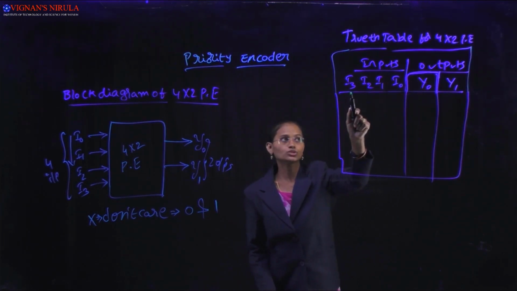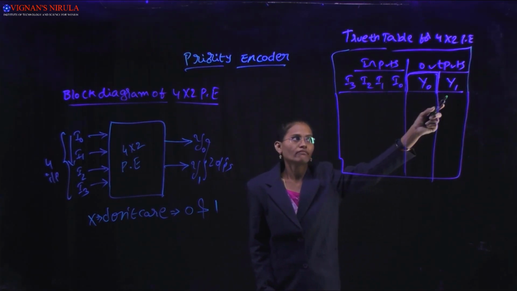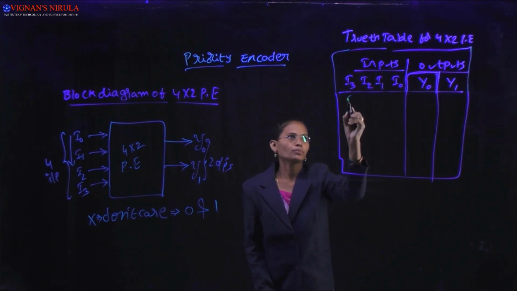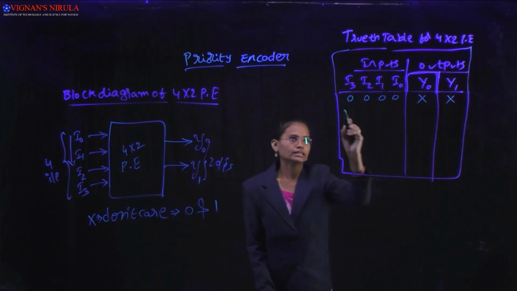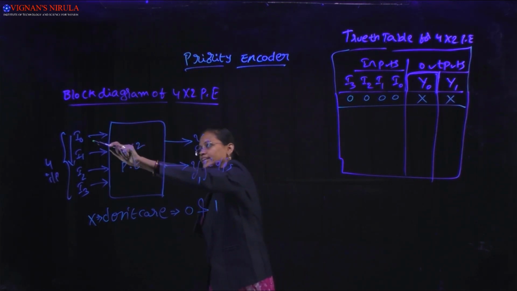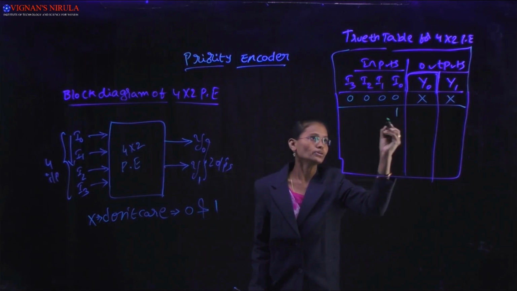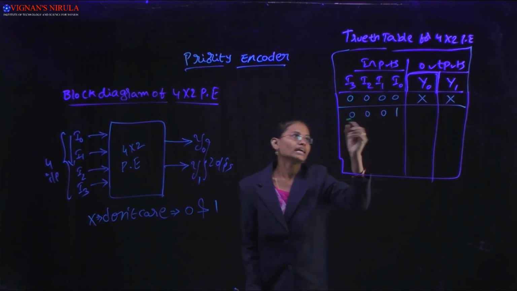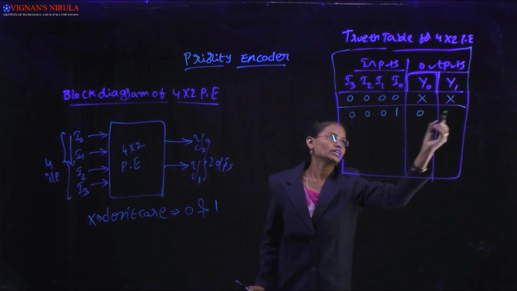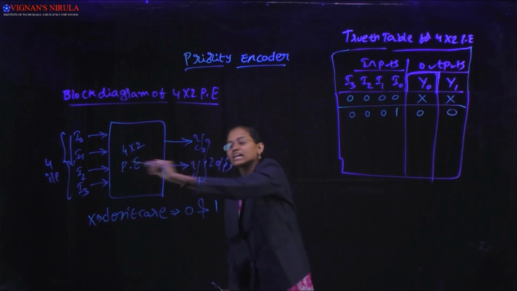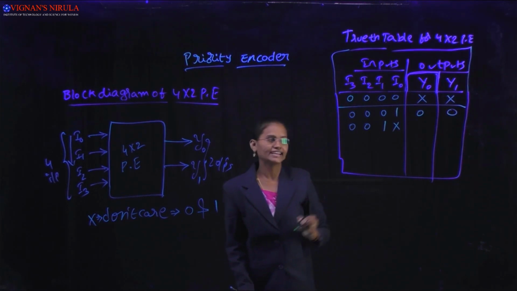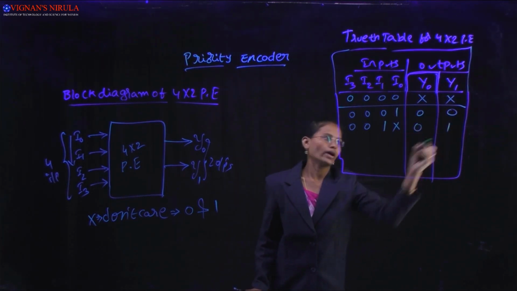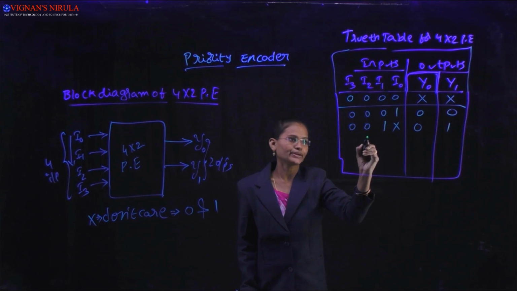Here I3 to I0 are the inputs, and Y0 and Y1 are the outputs. When the inputs are all 0, the output does not occur. Next case, the priority is I0: I0 is the input and the remaining are all zeros. In this case, the output is 0, 0. And next priority is I1, with the rest don't care condition. This is 0, 1.